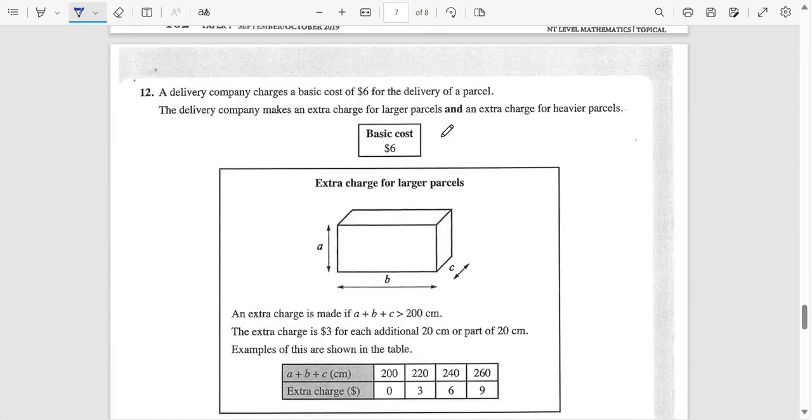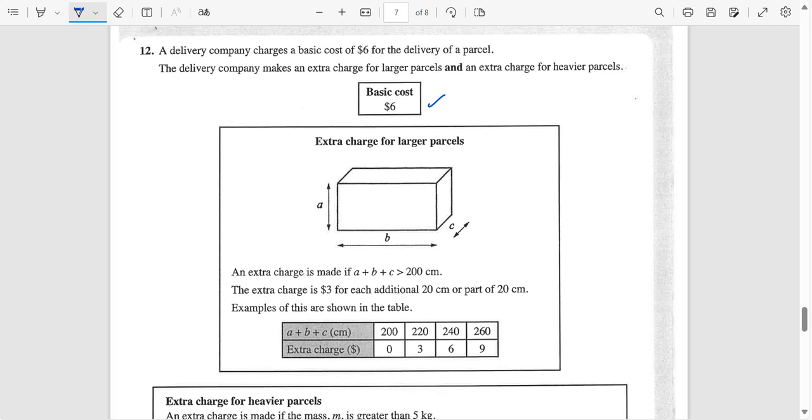Okay, this one is a bit lot of words, huh? A delivery company charges a basic cost of $6 for the delivery of a parcel. The delivery company makes an extra charge for larger parcels and an extra charge for heavier parcels. So a basic cost of $6, okay. Extra charge for larger parcel. If the length of A and B and C is more than 200 cm, the extra charge is $3 for each additional 20 cm or part of 20 cm.